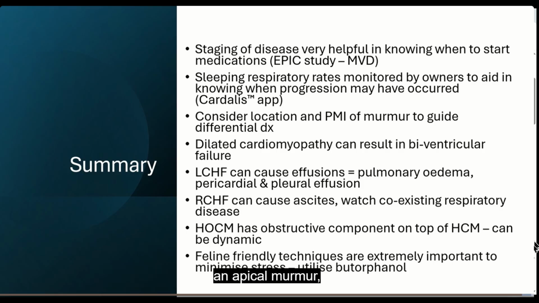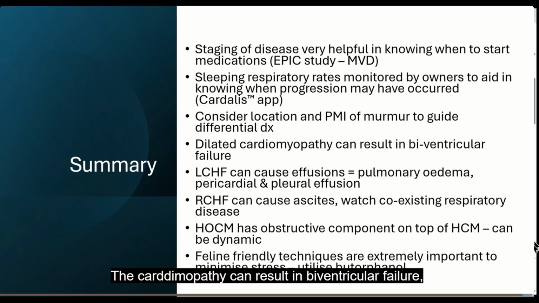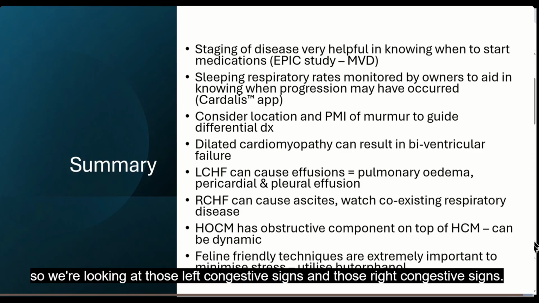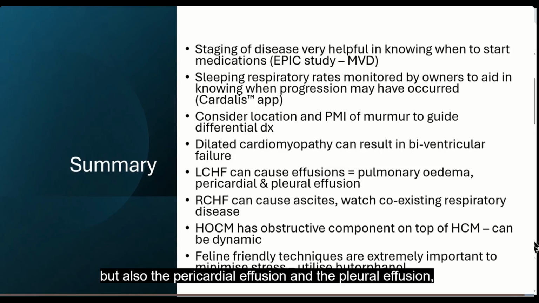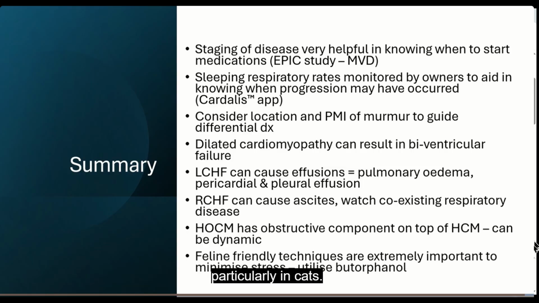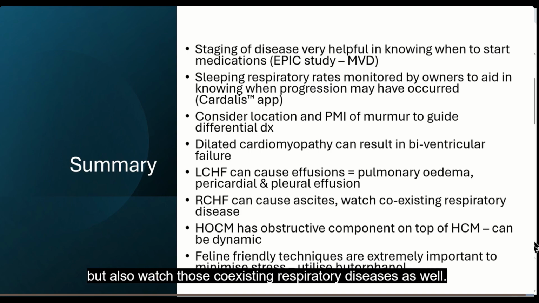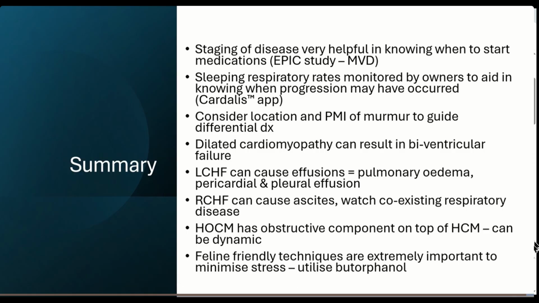Dilated cardiomyopathy can result in biventricular failure, so we're looking at those left congestive signs and those right congestive signs. And the left congestive can cause pulmonary edema, but also the pericardial effusion and the pleural effusion, particularly in cats. Right congestive heart failure can cause ascites, but also watch those coexisting respiratory diseases as well, as that impacts on the right side of the heart.